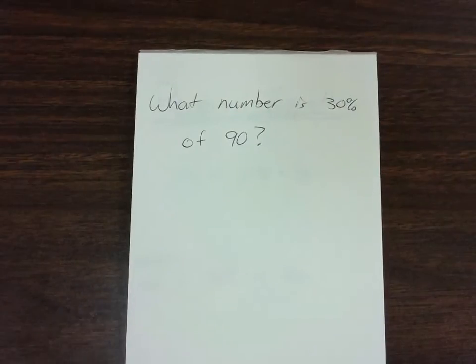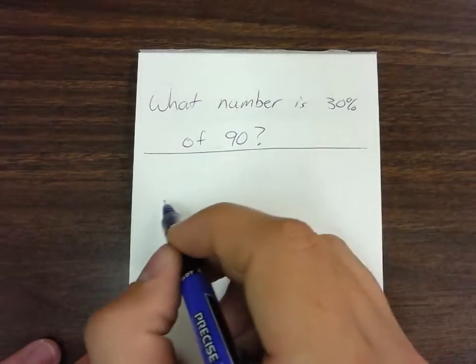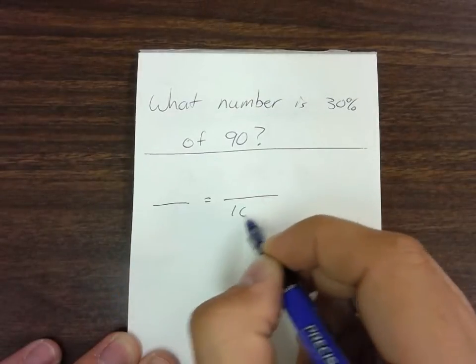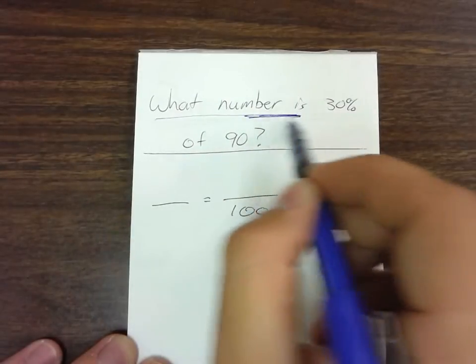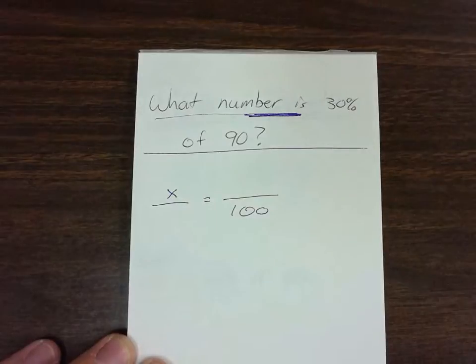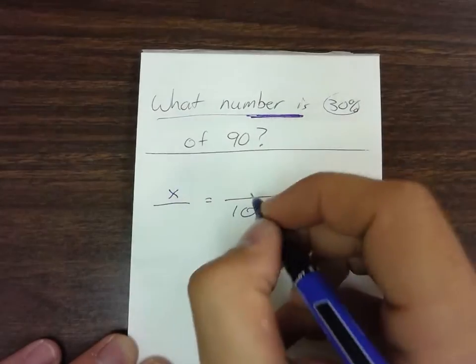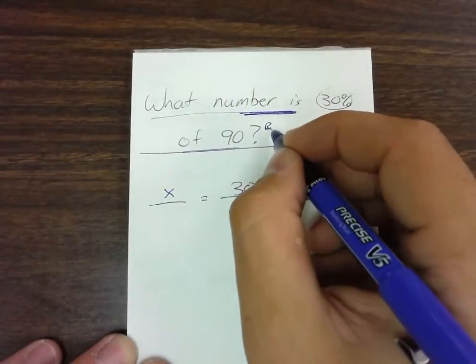What number is 30% of 90? So I have a different piece this time that I'm missing. I'm still going to start with this. We can always start with that. What number is? That's what I don't know. The number that is. Let's make that an X. You can use whatever letter you want. It's 30%, so that goes on top, of 90. There's my base right there.